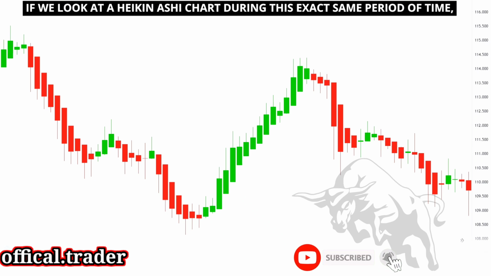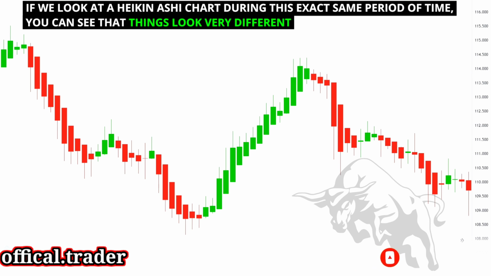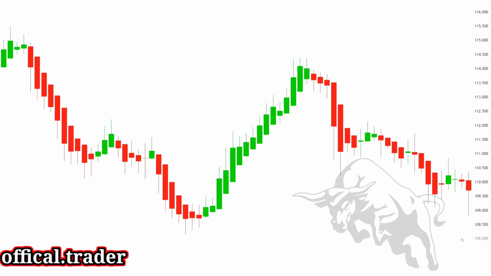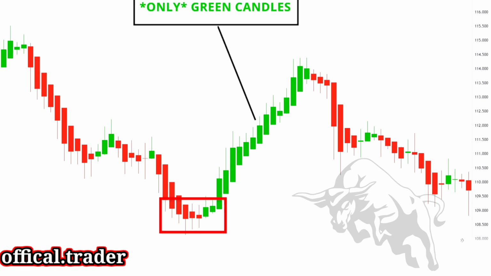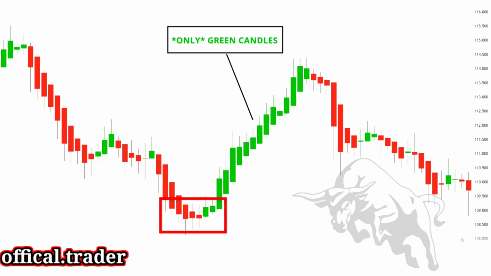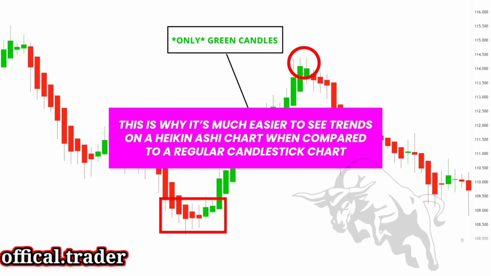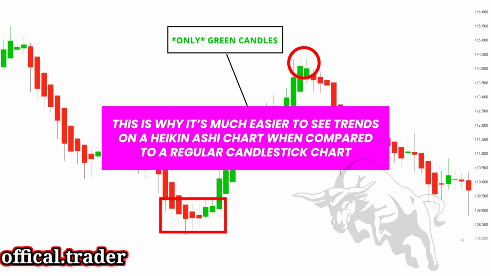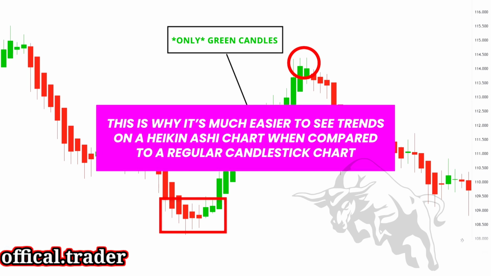However, if we look at a Heikin Ashi chart during this exact same period of time, you can see that things look very different. We have the same small consolidation at the bottom, but the uptrend consists of only green candles before it ends at the top here. This is why it's much easier to see trends on a Heikin Ashi chart when compared to a regular candlestick chart.